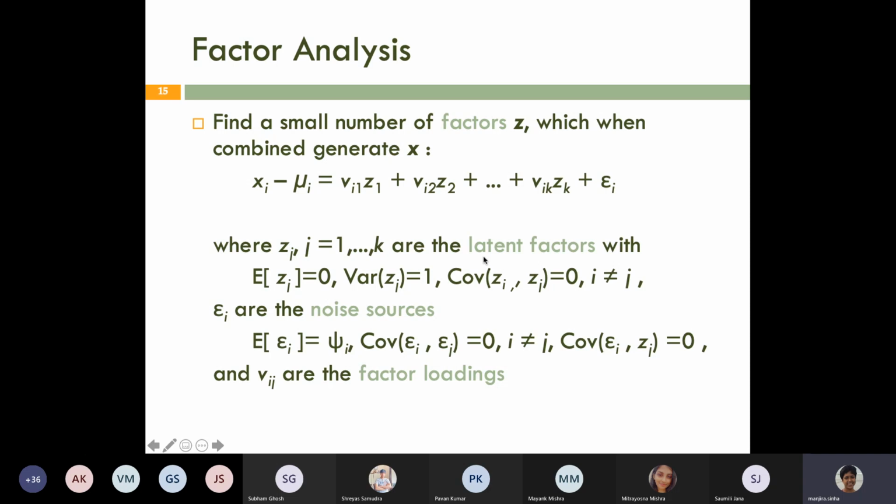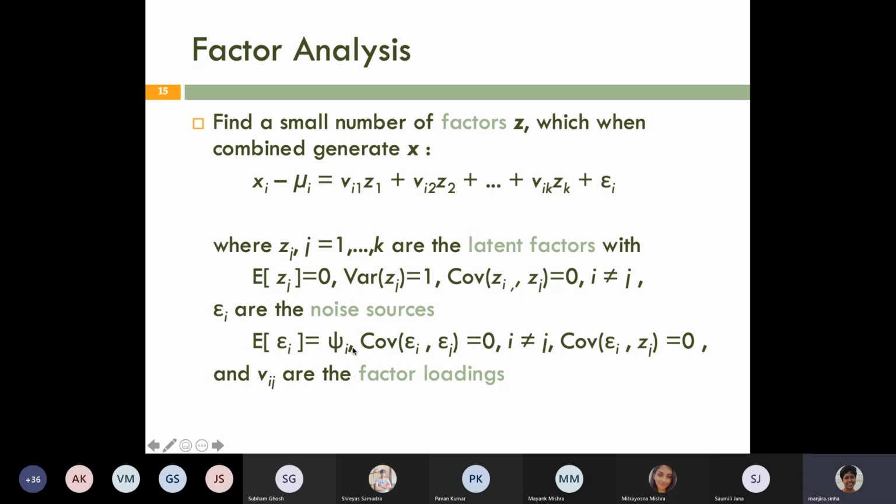Why latent factors? Because they are not explicit. They are not any particular feature. I am just assuming each feature vector is made up of some latent factors which I am not able to directly observe, but if I assume it and do mathematical modeling to understand how these factors are combined, I can do that. And Z has a unit normal distribution, that is mean 0 and variance 1, and the covariance between Zi and Zj is equal to 0. That means they are orthogonal.